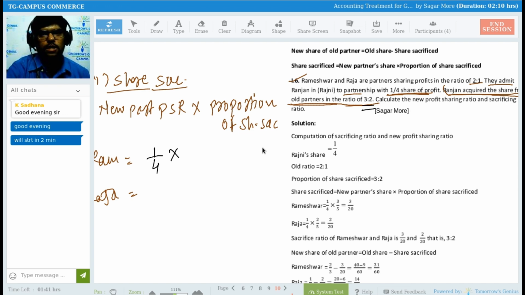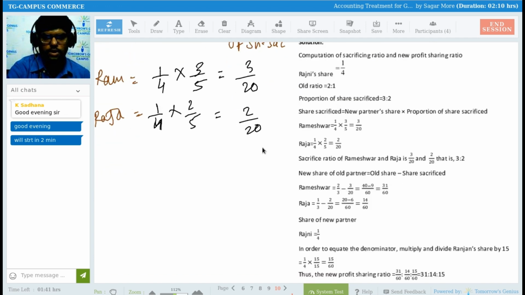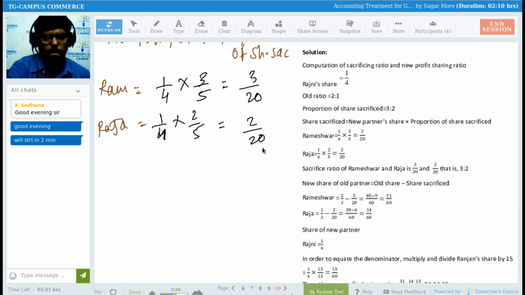the ratio 3:2, no? It means 3 by 5, 2 by 5. 1/4 multiplied by 3 by 5, and 1/4 multiplied by 2 by 5. So what will be the answer? 3 by 20, 2 by 20. So we get to know the answer for share sacrifice. What is the sacrifice ratio now? The numerators of share sacrifice. So answer number 2, the sacrifice ratio is equal to 3:2. Okay, sir, done.